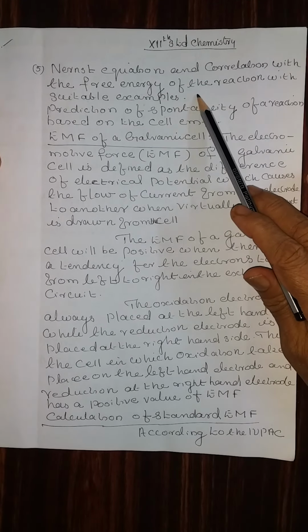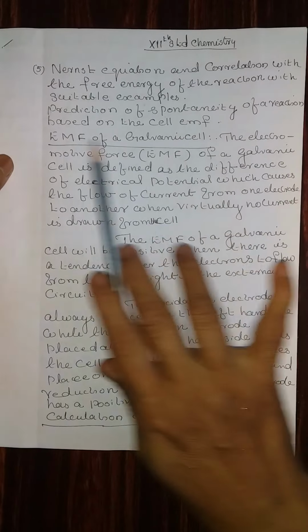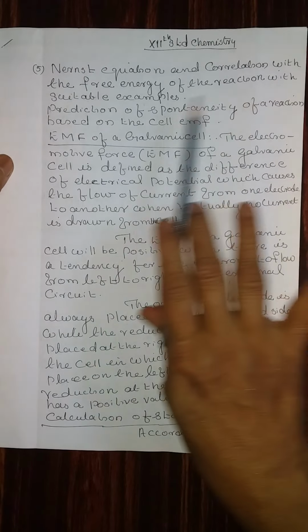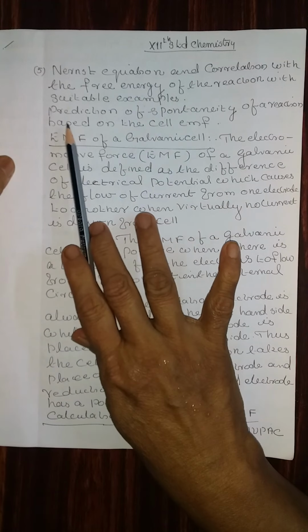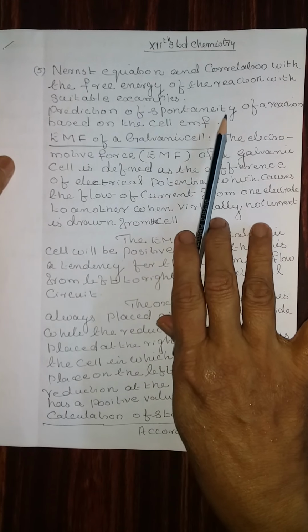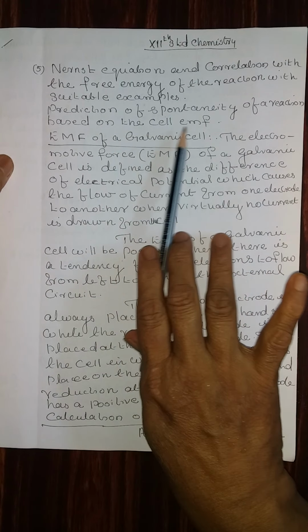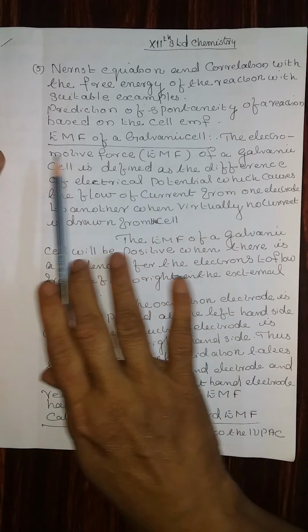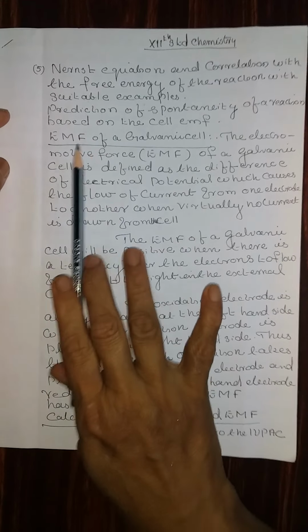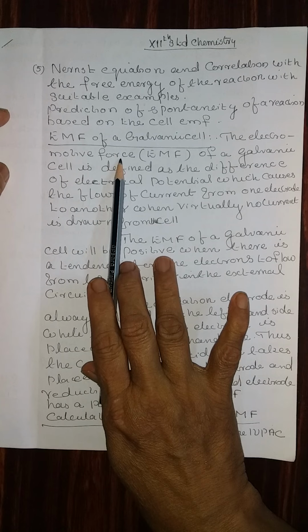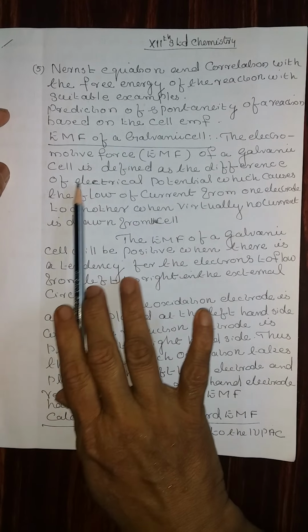Nernst equation and correlation with the free energy of the reaction with a suitable example. Prediction of spontaneity of a reaction based on the EMF of the cell. This is the syllabus point. Let us see what is the meaning of EMF, what is the meaning of spontaneity, etc.